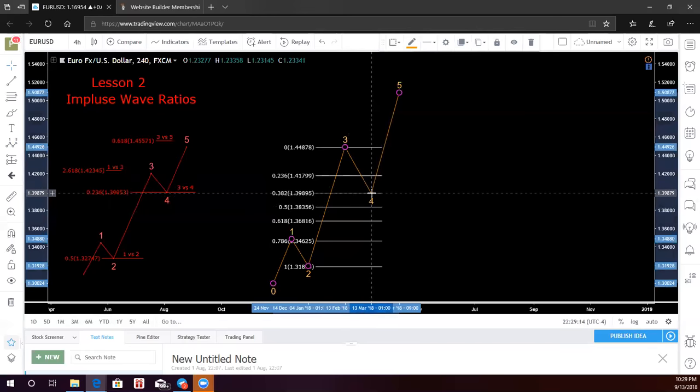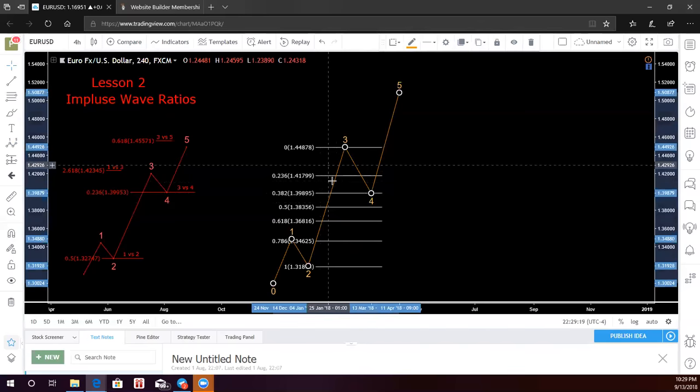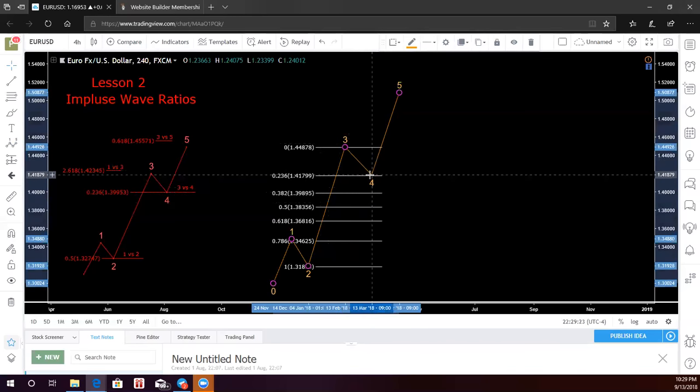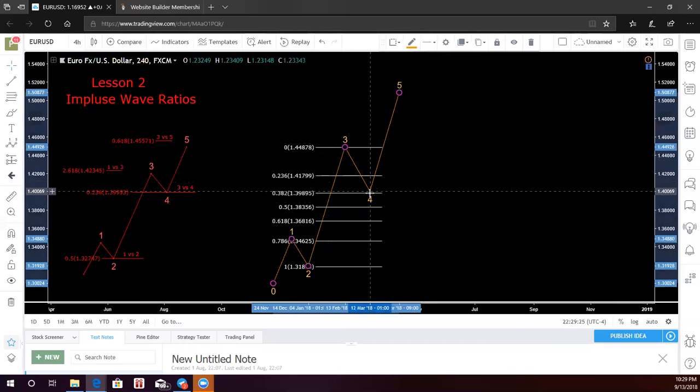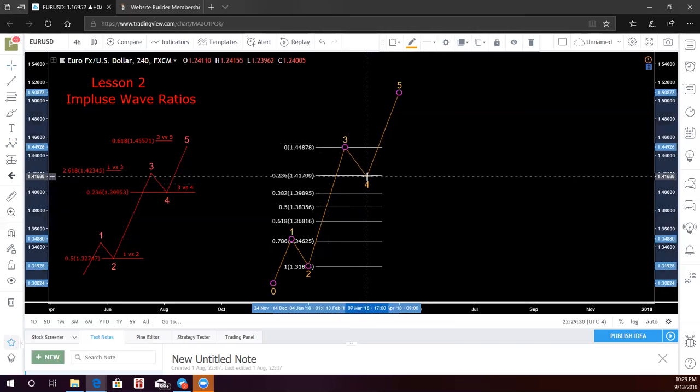And it kind of goes back to lesson 1 where we talked about wave 4 ending in the territory of subwaves 3 and 4 of primary 3. So it's normally going to either be the 0.236 or the 0.382. So we'll put it at the 0.236.